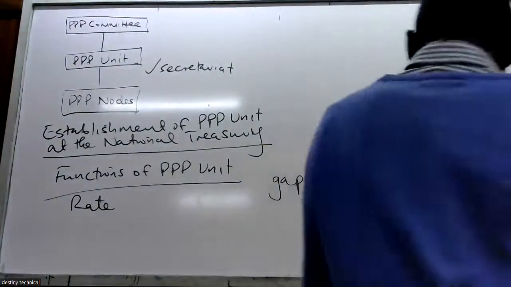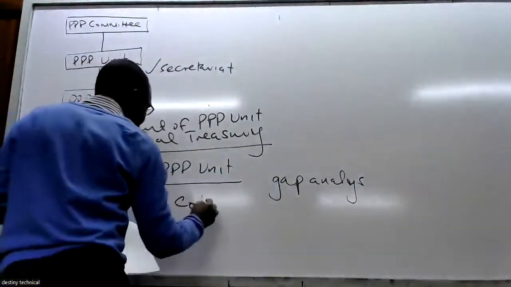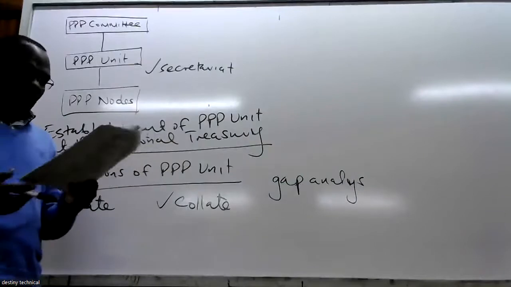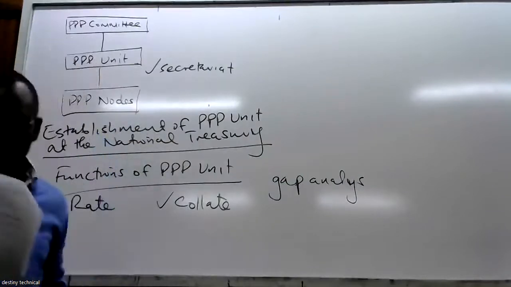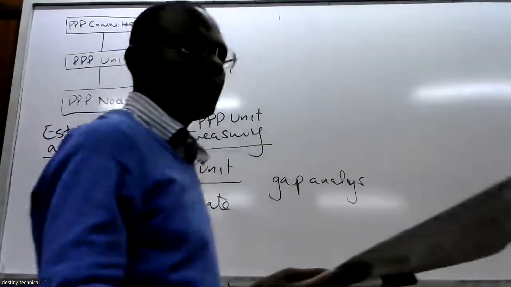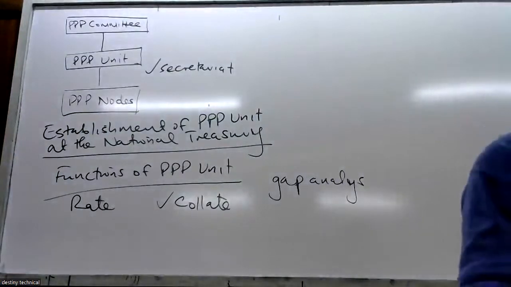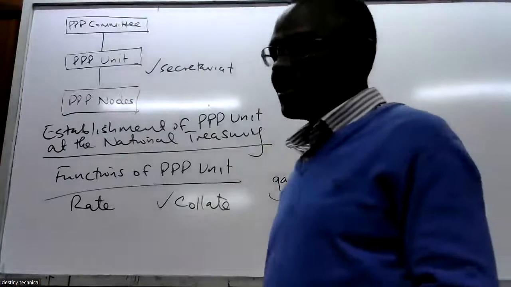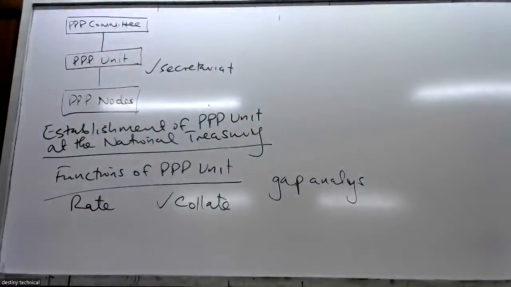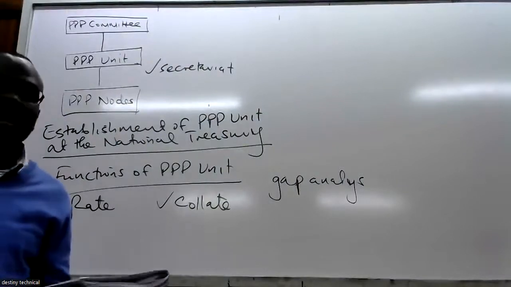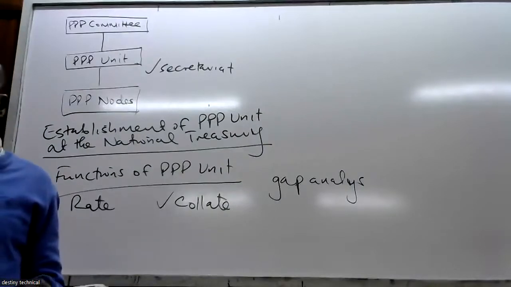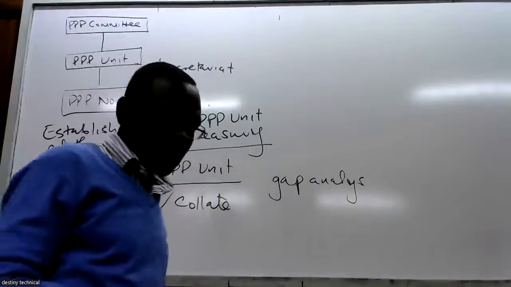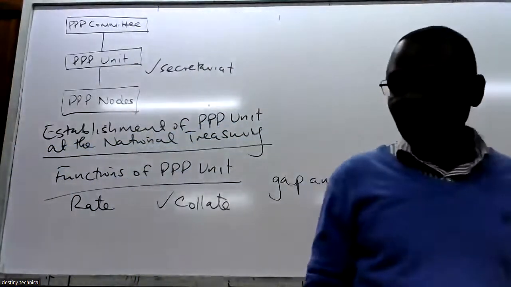Number seven, to collate, analyze, and disseminate information, including data on the contingent liabilities of the government in relation to any project.